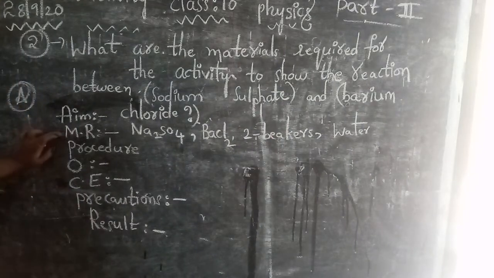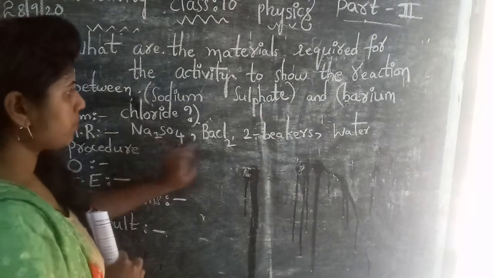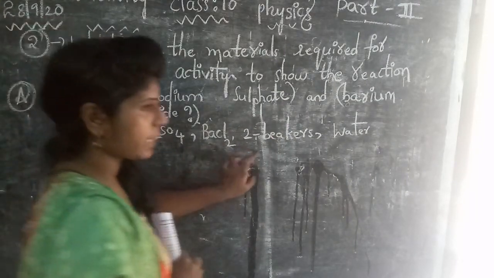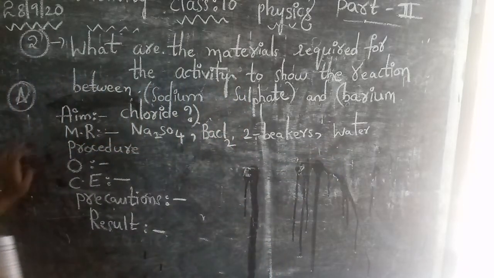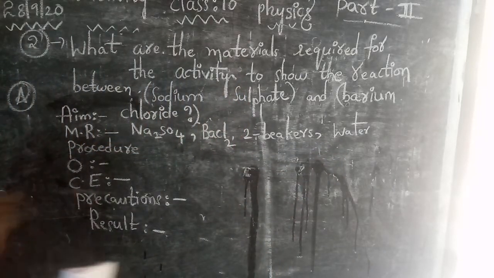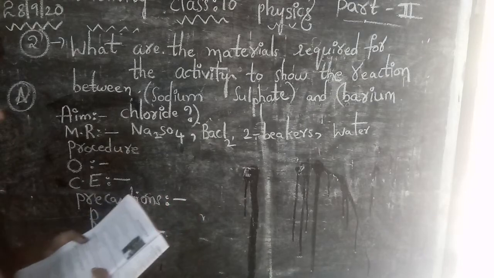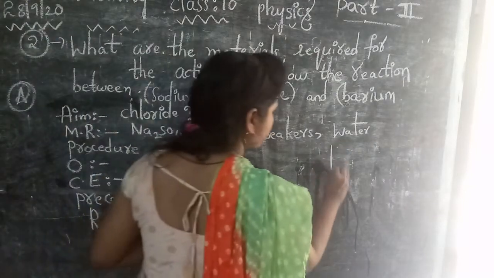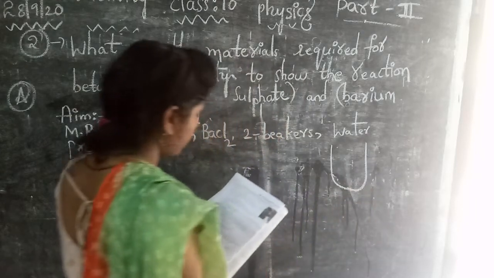Once again I am repeating. Materials required are sodium sulfate, barium chloride, 2 beakers, and water. Is it clear? Next is the procedure. How are we going to perform this experiment? First point: let us consider a beaker.